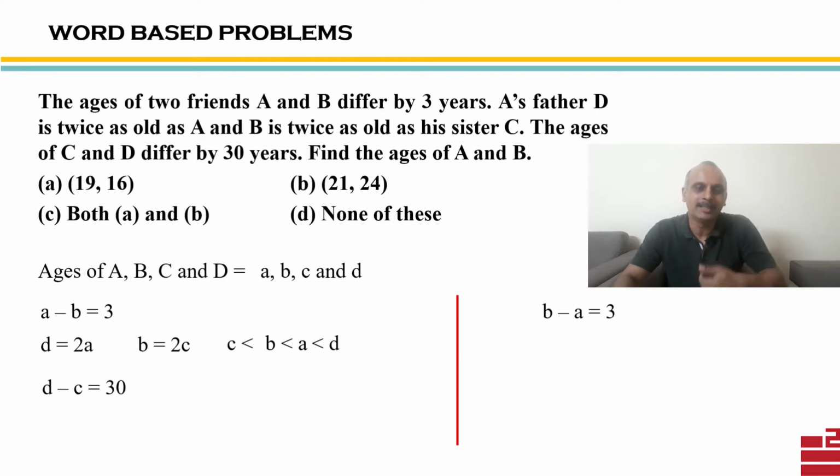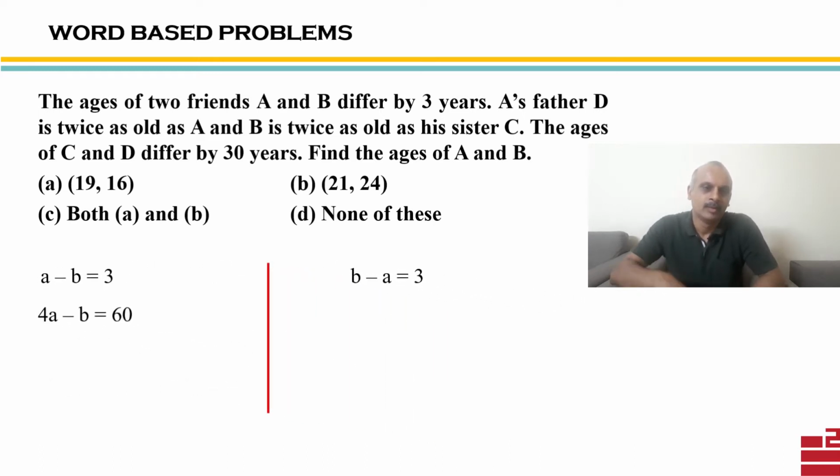And now putting D as 2A in this last equation and B as 2C, that is C is B by 2, in the same last equation, we will get 2A minus B by 2 is equal to 30. So now we have got two equations in two variables A and B, and we can solve it. Solving this, I get A minus B is 3 and 4A minus B is 60, which upon solving gives me the value of A as 19 and the value of B as 16.